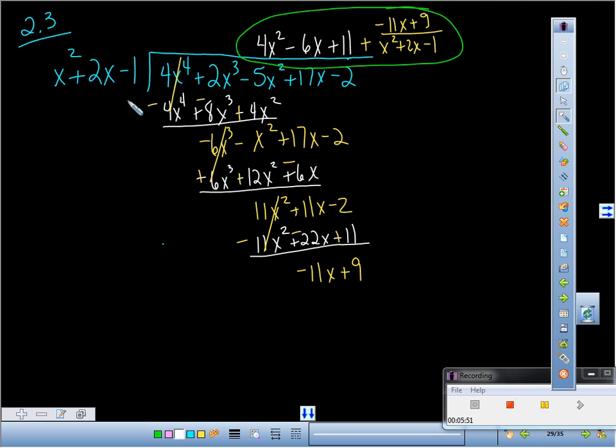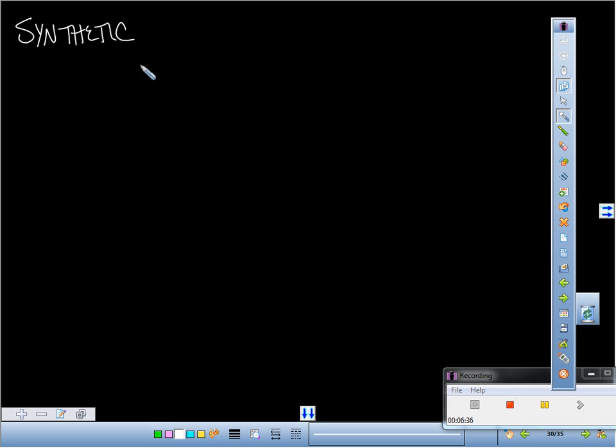So, guys, the reason you have to learn it is because sometimes you're not dividing by a binomial. All right? So you have to know how to do long division. But if by chance you are dividing by a binomial, there is a much easier way, and it is called synthetic division. All right? Now, here are the things that you need in order to use synthetic division.